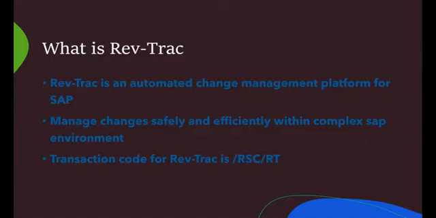RevTrack is an automated change management platform for SAP. Here I mentioned SAP, but RevTrack can be used for other systems also. Some major benefits of RevTrack over the normal transport process. With the normal transport process, generally we go to SE09 or SE10 transactions. There we create a transport request for a customization request or workbench request. Then we add our objects to those requests.